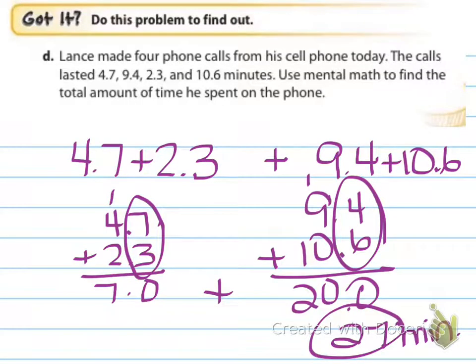All right, so my final answer was 27 minutes, and the way that I worked that out was that I chose to put together my 4.7 and 2.3 because I knew my 0.7 and 0.3 would make a whole. Then I put together my 9.4 and my 10.6 because I knew that my 0.4 and my 0.6 would together make one whole, giving me some nice round numbers to add together, and getting 7 plus 20 is 27. So 27 minutes is the total amount of time spent on the phone.